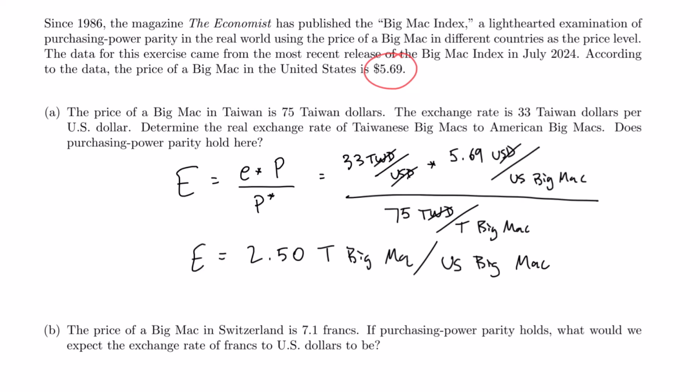Now, to answer the question that's asked, does purchasing power parity hold here? The answer is no. The theory of purchasing power parity tells us that the real exchange rate should always be 1. Once we take into account the different currencies, we could swap one Taiwanese Big Mac for one American Big Mac, but that is definitely not true. We can buy 2.5 Taiwanese Big Macs for the price of one US Big Mac. And so what this tells us is that purchasing power parity does not hold.